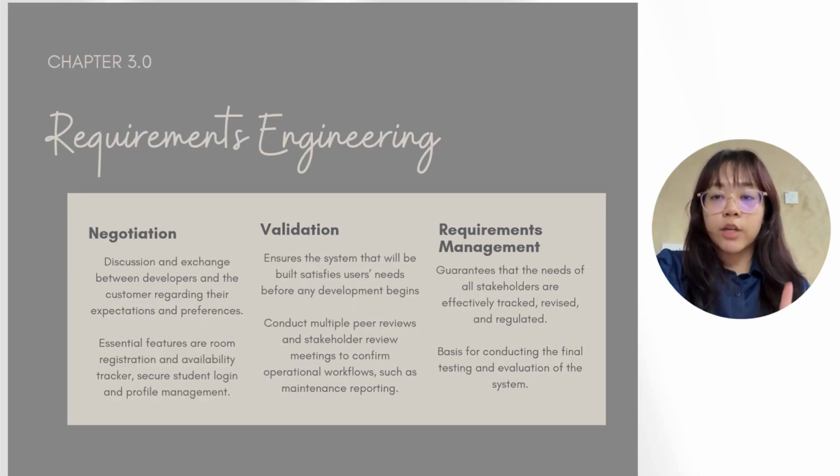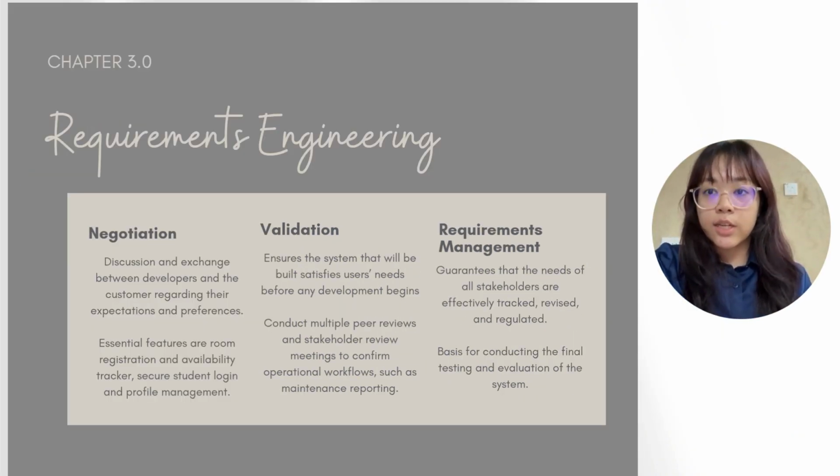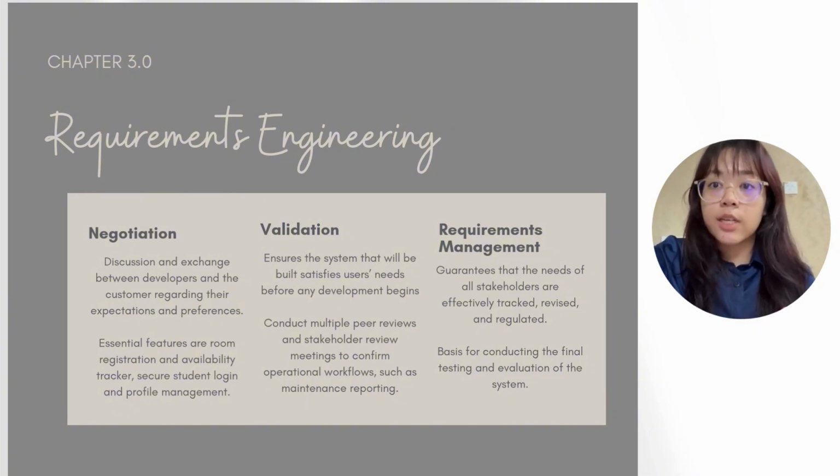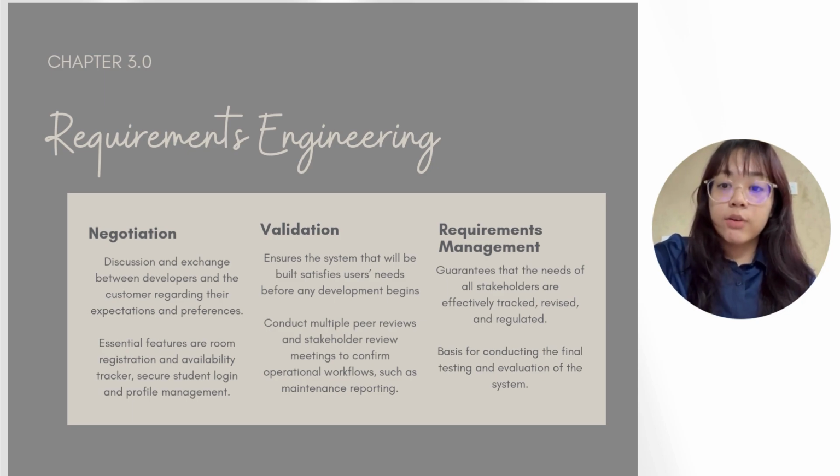The latter 3 phases of requirements engineering are, first, negotiation, which is the discussion and exchange between the developers and the customers regarding expectations and preferences. The essential features are room registration and availability tracker, and secure login and profile management. Next, validation ensures that the system built will satisfy the user needs before development begins. We conduct multiple peer review and stakeholder review meetings to confirm operational workflows, such as maintenance reporting. Lastly, requirements management, which guarantees the needs of stakeholders are effectively tracked, revised, and regulated. It is the basis for conducting final testing and evaluation of the system.